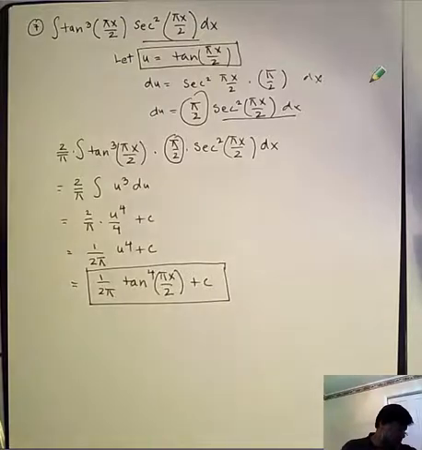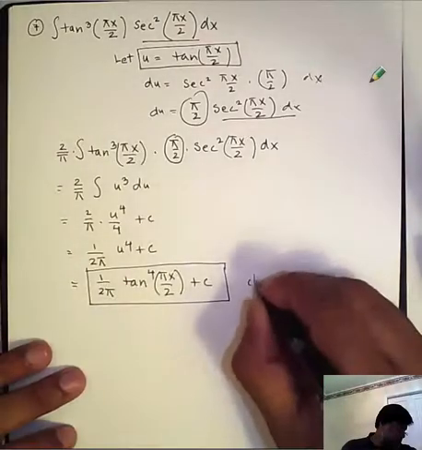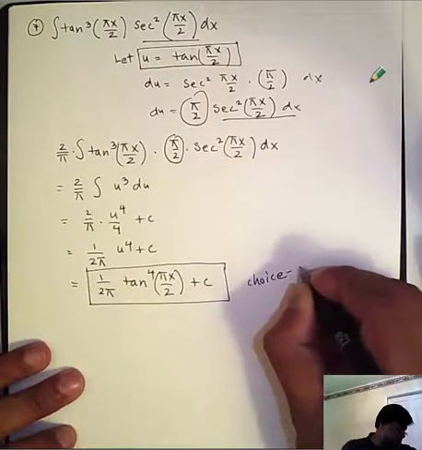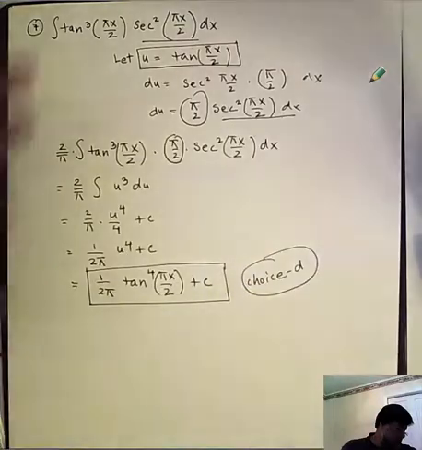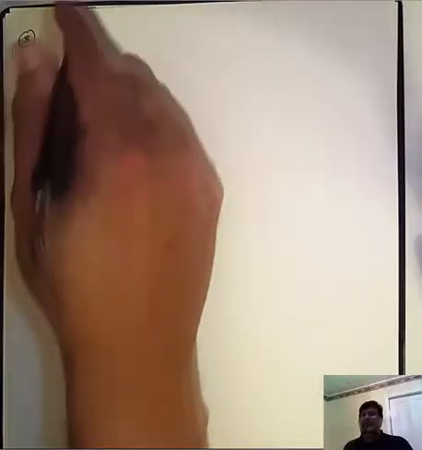Alright, so that will be what? A, B, C, D, or E. Never choice D. Just like this.